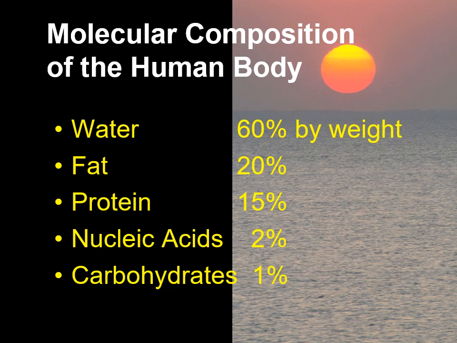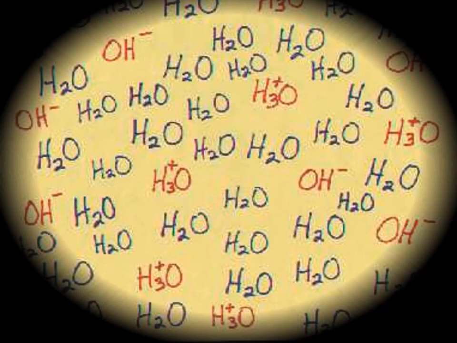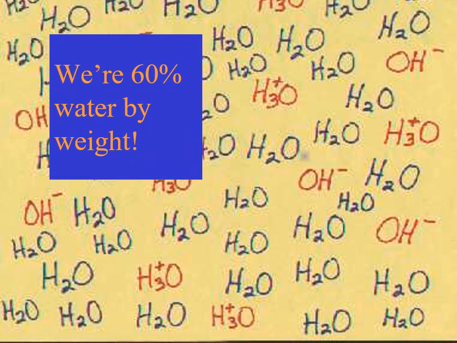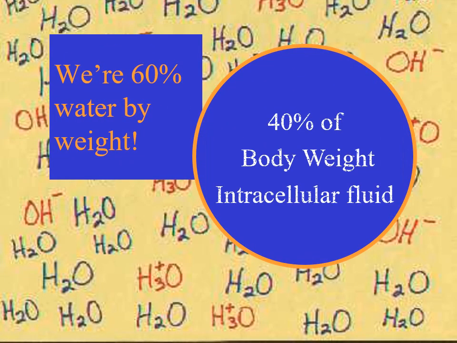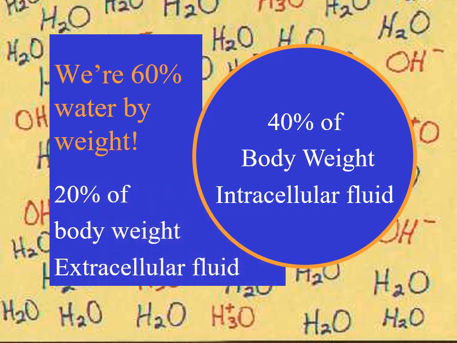Why then don't we hear the water sloshing around in our body when we move around, like water in a hot water bottle? We don't, because most of the water in our body is sequestered inside little compartments we call cells. About 2/3 of our body water, or 40% of our body weight, is inside our cells and is called intracellular fluid. The remaining third, or 20% of our body weight, is outside our cells and is called the extracellular fluid.